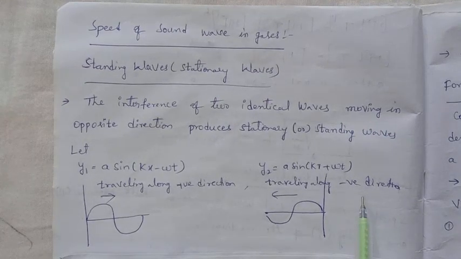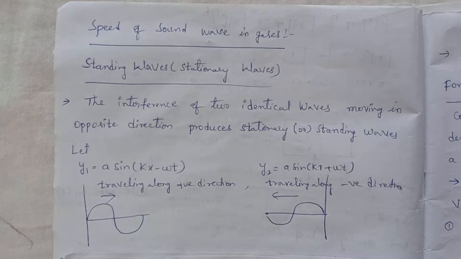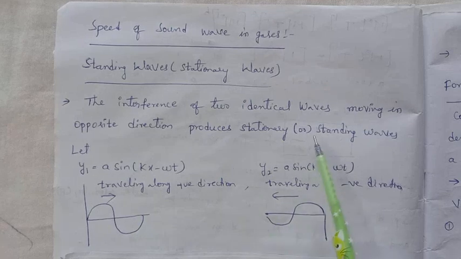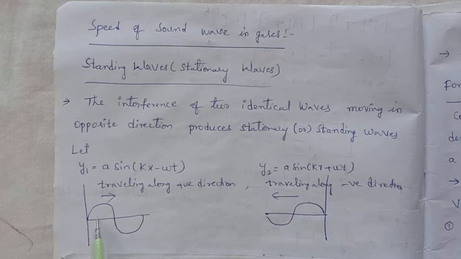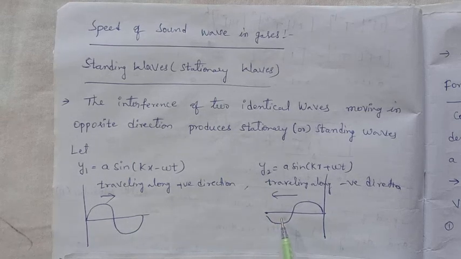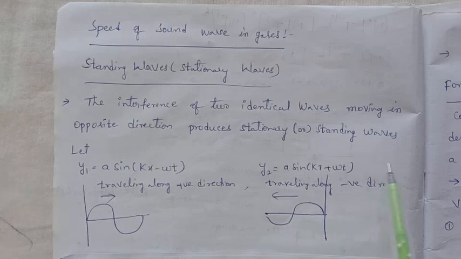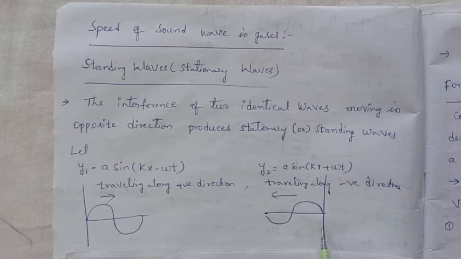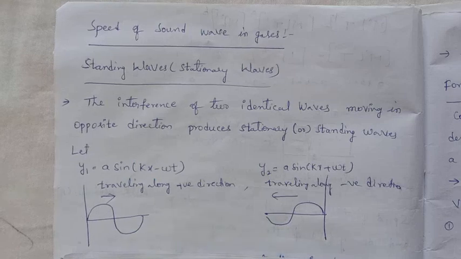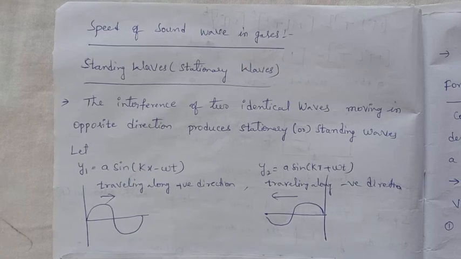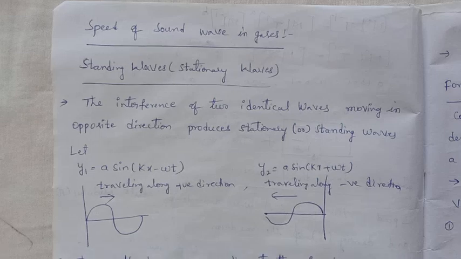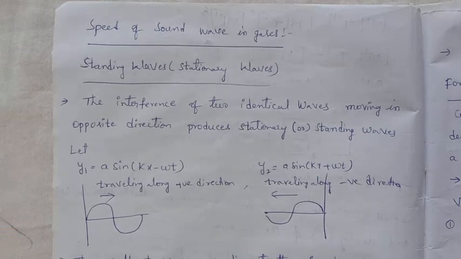What is the definition of the stationary or standing wave? It is the interference of two identical waves. Identical waves means this amplitude and this amplitude are both the same, and they have the same frequency, same wavelength, and so on. These two waves move in opposite directions, they interfere, and we get a stationary or standing wave. According to the superposition principle, the resultant displacement is equal to the algebraic sum of the individual displacements.